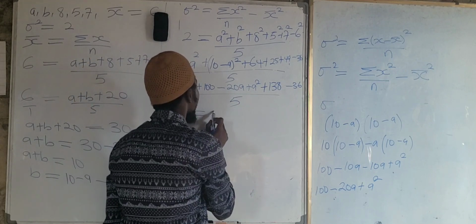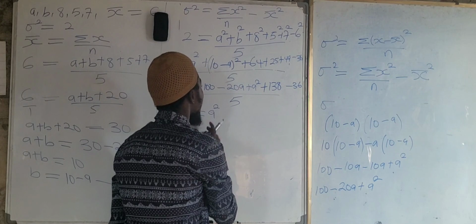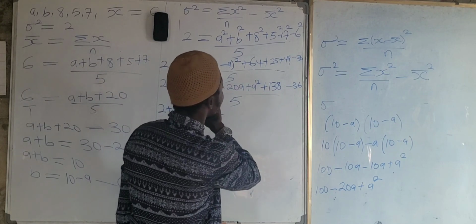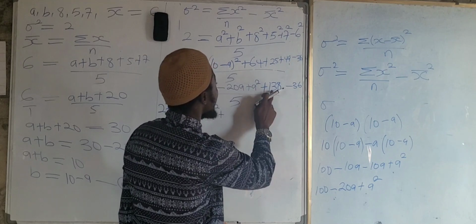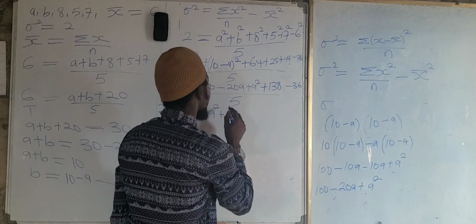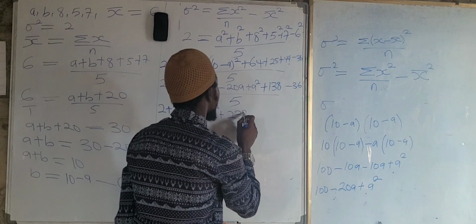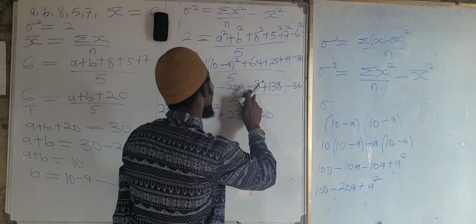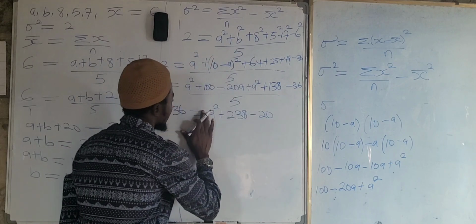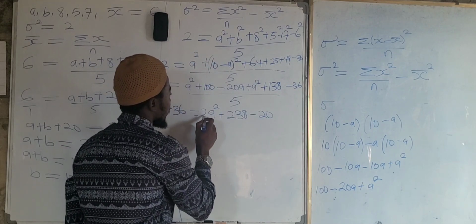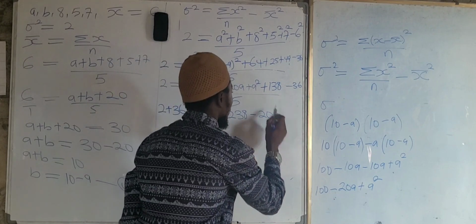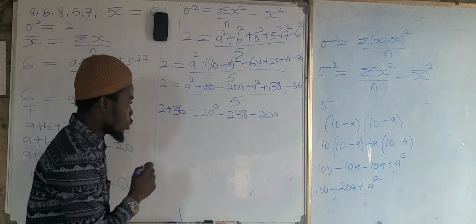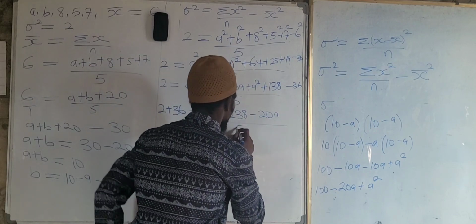Equal. Now what do you have now? A squared, right? Yes, sir. Plus, now this is a constant, right? And also we have another constant. Yes. Now we have 238 here. Minus 20. And here also we have another A. Let me just add them together, right? Yes, sir. So now we have 2A. So here we have minus 28, all over 5. All over 5. Do we get this one here?